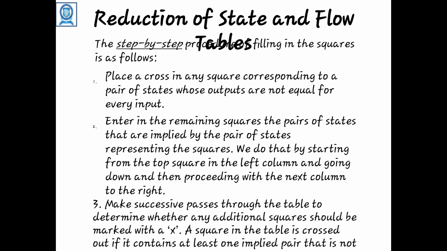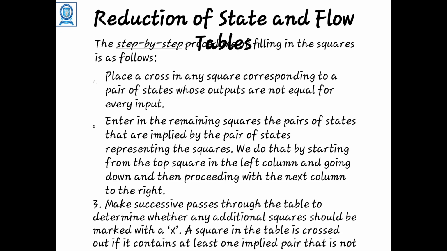Now, draw the state diagram and derive the primitive flow table and state diagram above for the given circuit. Place a cross in any square corresponding to a pair of states whose outputs are not equal for every input. Then, for the second step, the reduced primitive table is drawn. After drawing this reduced primitive table, enter the remaining squares of the pairs of states that are implied by the pairs of states representing the squares.